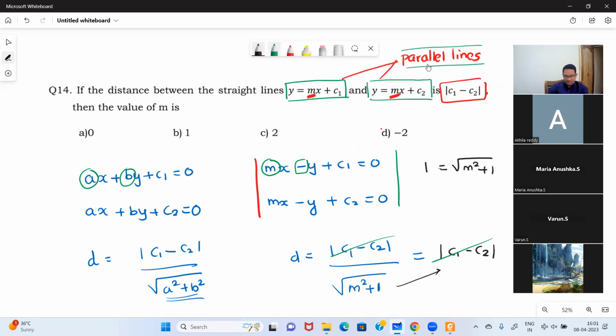Now square on both sides. 1 = m² + 1, so when you bring it this side, m² is equal to 0. In other words, the slope is 0. When the slope is 0, you understand that the line is parallel to the x-axis, correct? Both the lines given are parallel to the x-axis. So did you understand, students? You can take this down. And with this question, we will complete our class today.